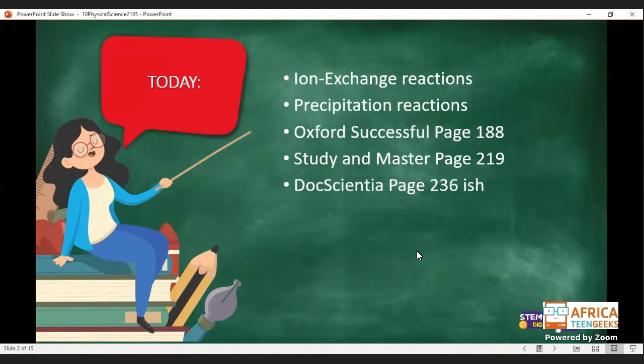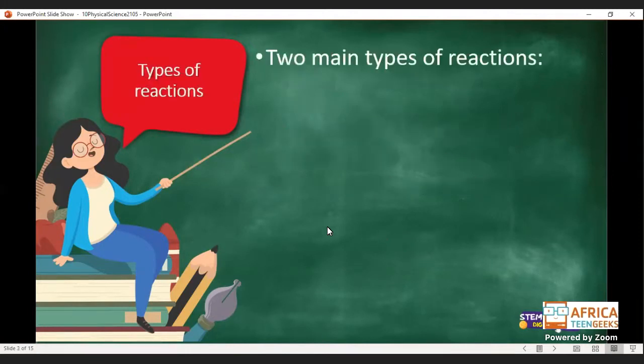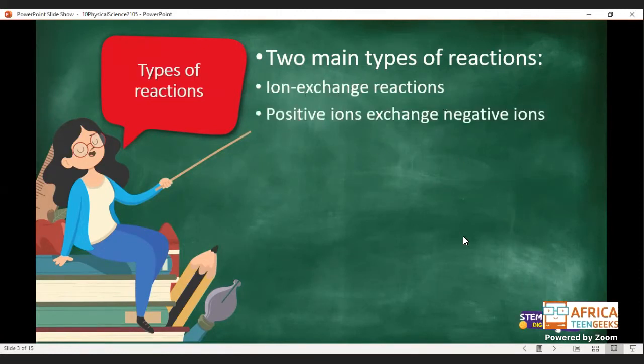Let's get going. So this is recap from yesterday. Yesterday, I told you guys there are 2 big types of reactions. If we have to put all the reactions in the whole wide world, we have to organize them. Then we have 2 big folders. The one folder is ion exchange reactions, and that's where positive and negative ions change places. Okay, so they make new friends.